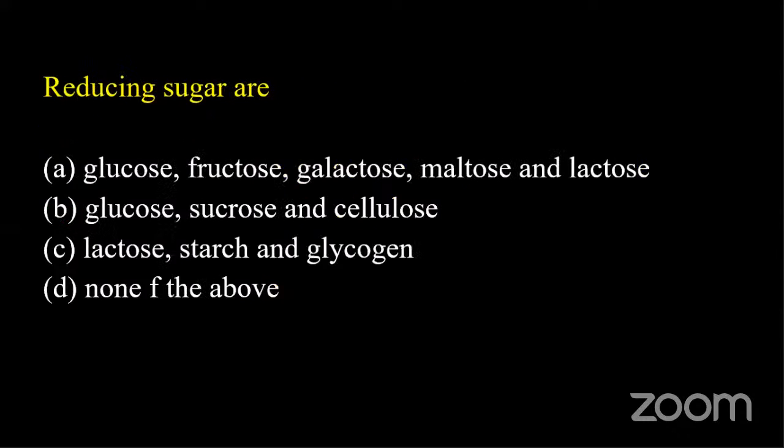We'll move on to the second question. Reducing sugars are: glucose, fructose, galactose, maltose, lactose, glucose, sucrose, cellulose, lactose, starch, glycogen, none of the above. Okay, this is none of the above. I'm just launching the poll, guys. You can say like that. It's not poop, actually it's vomit. Okay, I'm relaunching the poll.